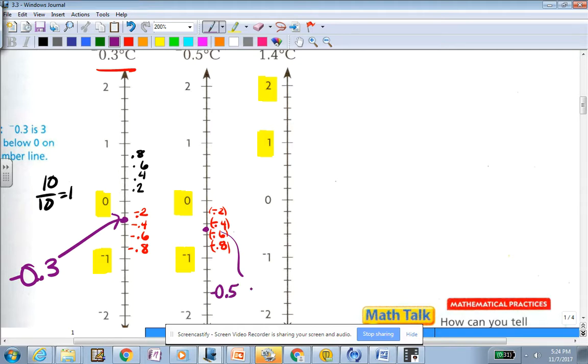Okay, and then the next value is 1 4/10. We know that this is 1. This happens to be 1 2/10. This is 1 4/10. Let's still label it, and we know we're plotting 1 4/10.